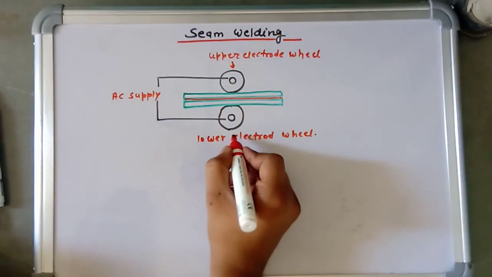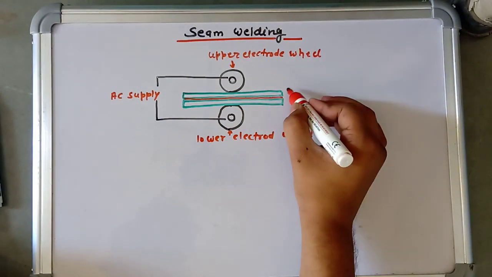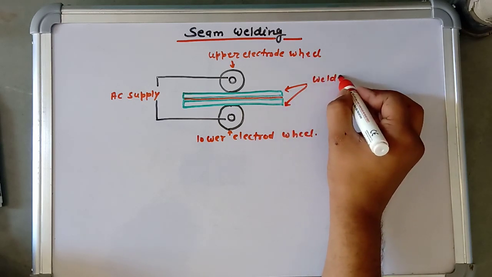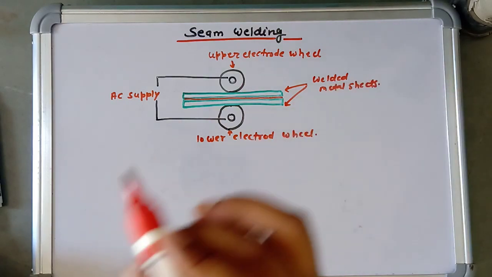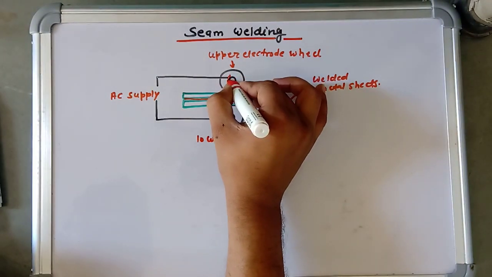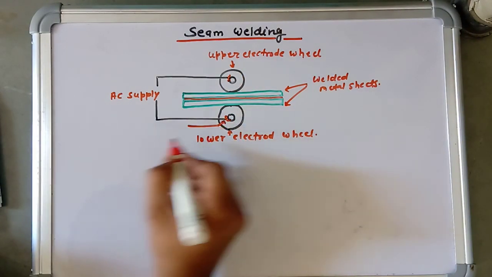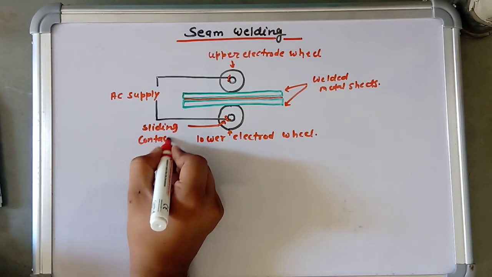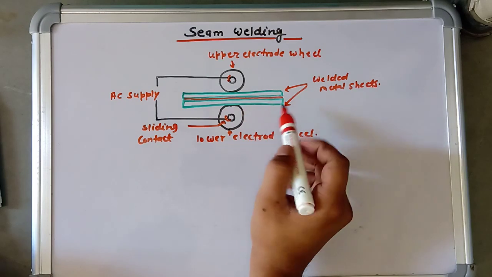Okay. And this is our welded metal sheets. Here this is our sliding contact. And in this red color, this is our weld.